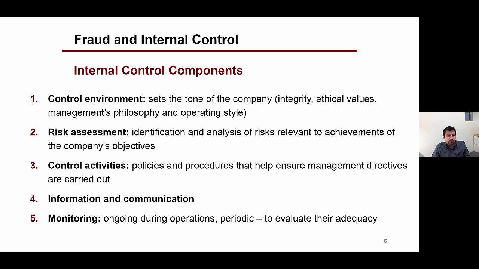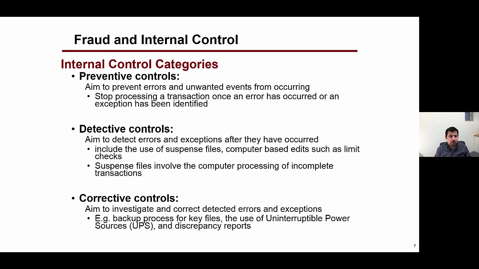Otherwise, the management, for example, will not be able to act upon this information. There are 3 types of controls. You have preventive controls, detective controls, and corrective controls. So preventive controls are the control activities that the company would put in place in order to prevent a certain error from occurring. For example, duplicate payments detection and prevention.